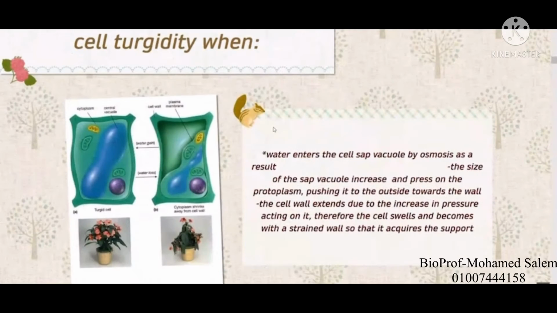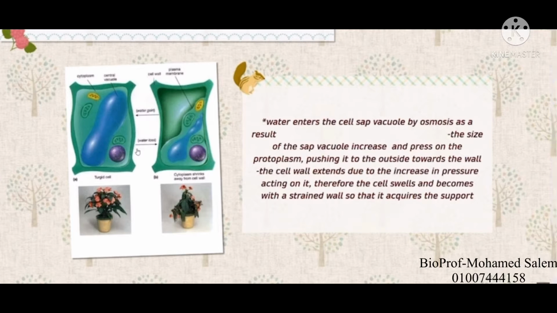What's meant by turgidity? To know the meaning of turgidity, we must know that when the water enters the cell, it moves to the cell sap vacuole, and we studied before in secondary stage that the water moves by osmosis. Do you remember osmosis? The movement or diffusion of water from high concentration to low concentration through semi-permeable membrane. Okay, this concentration for water.